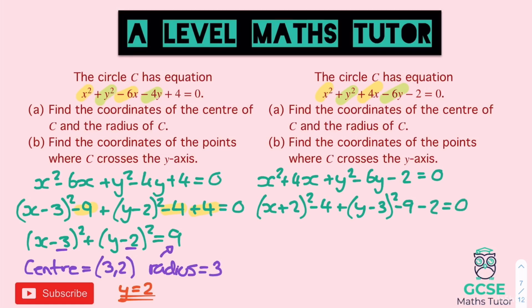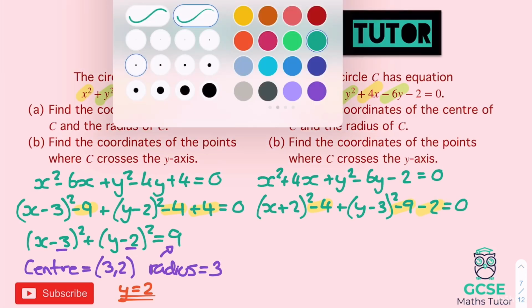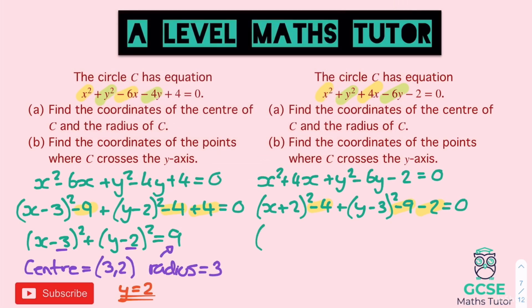And then moving all those pieces onto the other side, we've got minus 4, take away 9, which is minus 13, take away another 2 is minus 15. So if we add that 15 to the other side, that'll give us our equation. So we get x plus 2 squared plus the y minus 3 squared, and that's going to equal 15 when we move all those numbers over. So there's our equation.